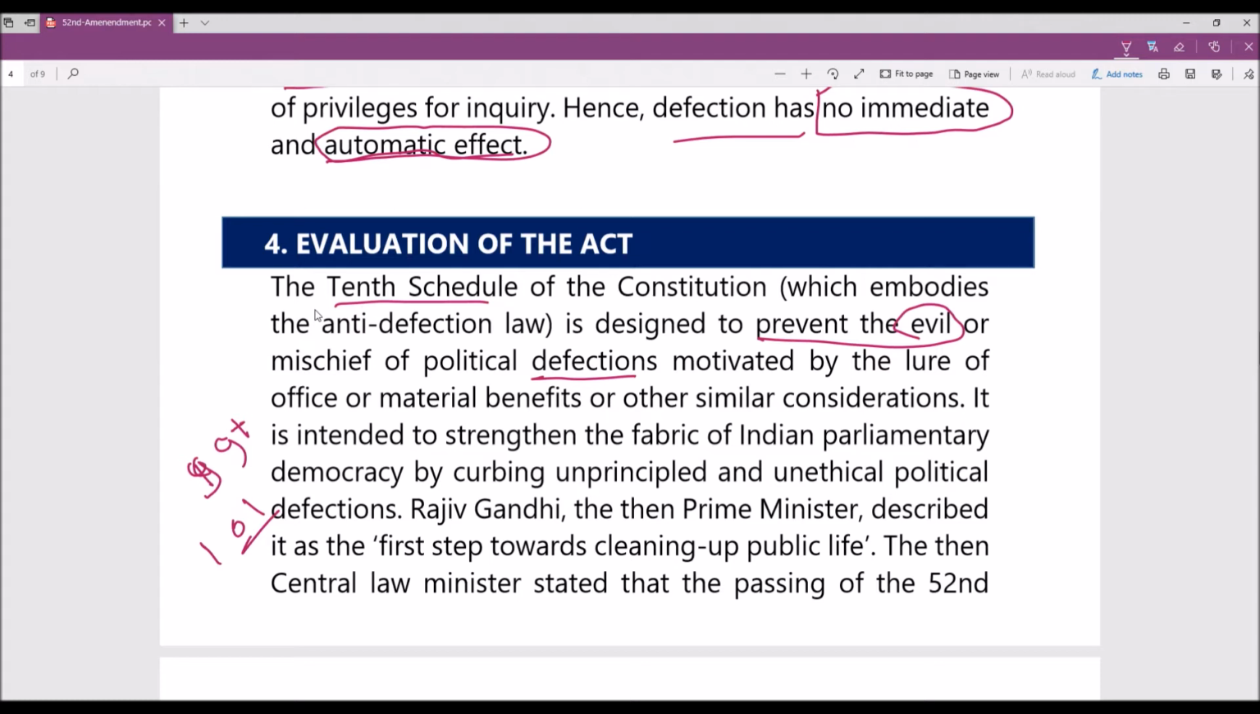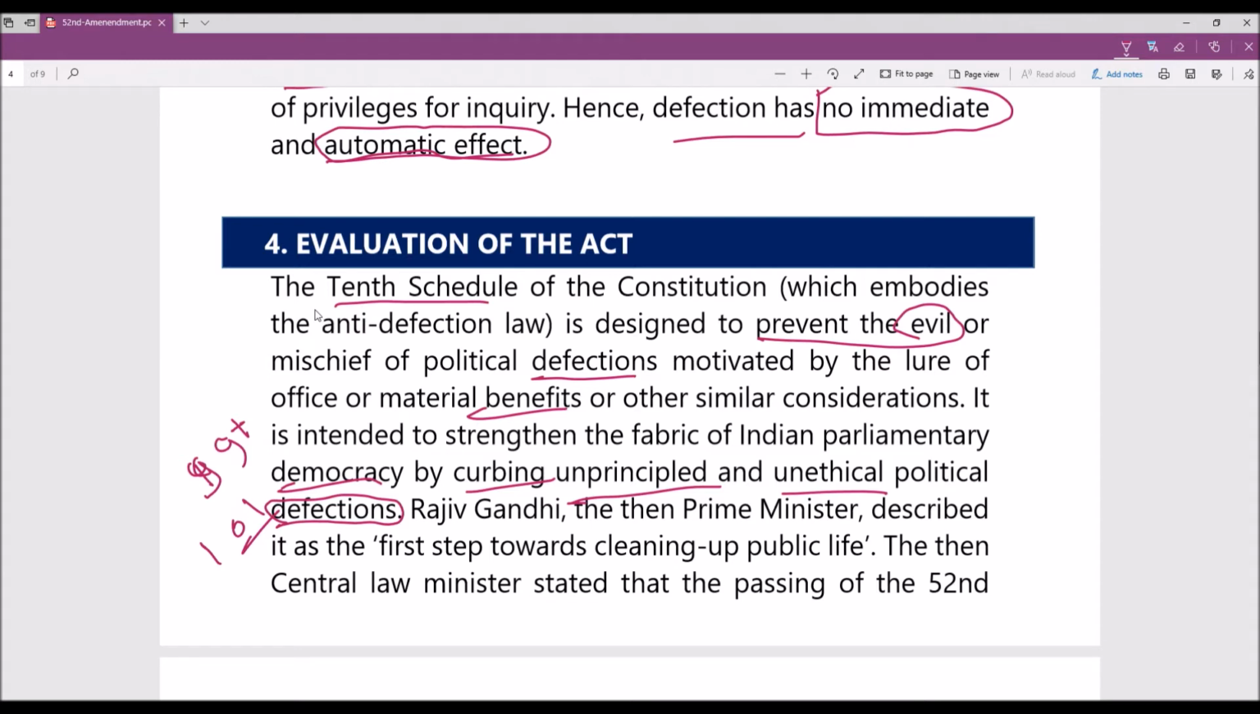Defection is motivated by the lure of office, material benefits. Suppose the party with 99 MLAs says, come to our party, we will give you 15 crore, 20 crore, 50 crore, whatever it is, or other similar consideration. The anti-defection law is intended to strengthen the fabric of Indian parliamentary democracy so that no horse trading takes place, by curbing unprincipled, unethical political defections.